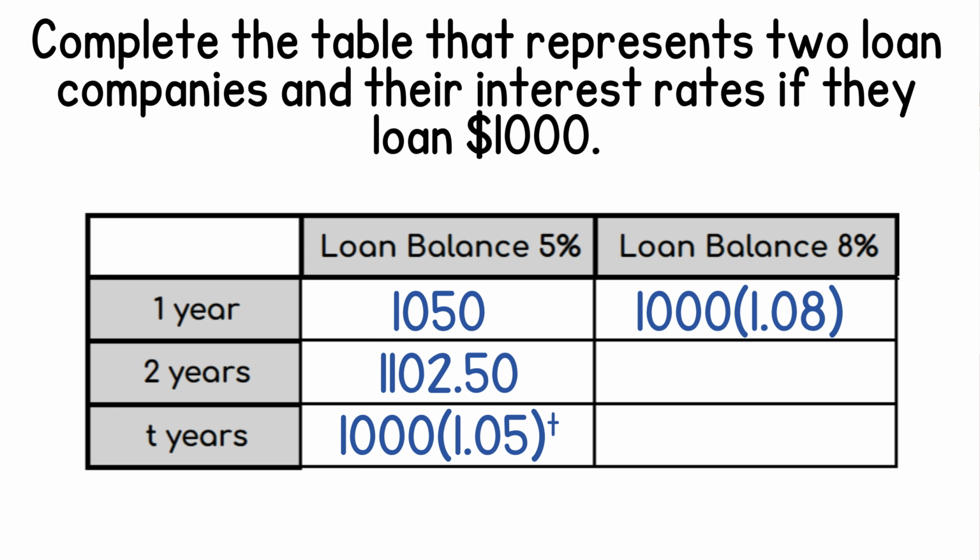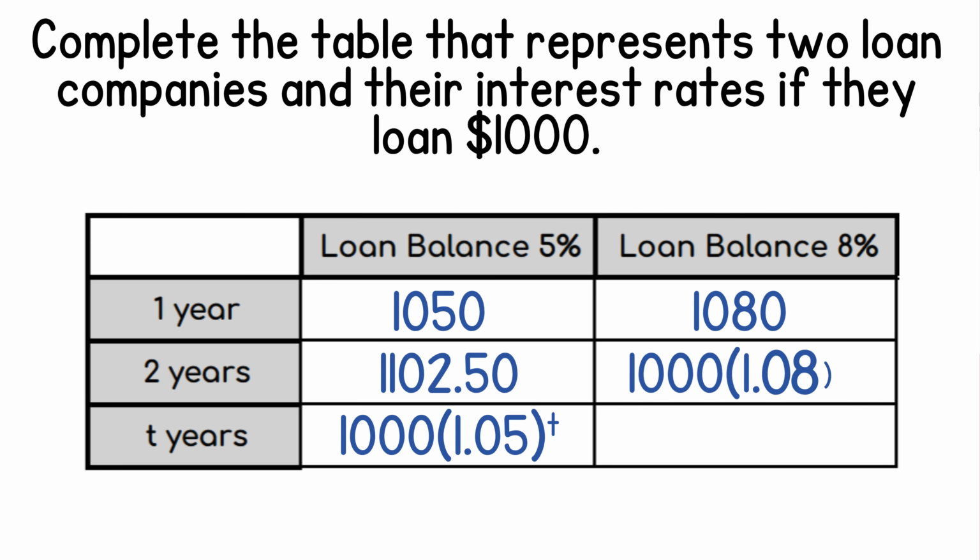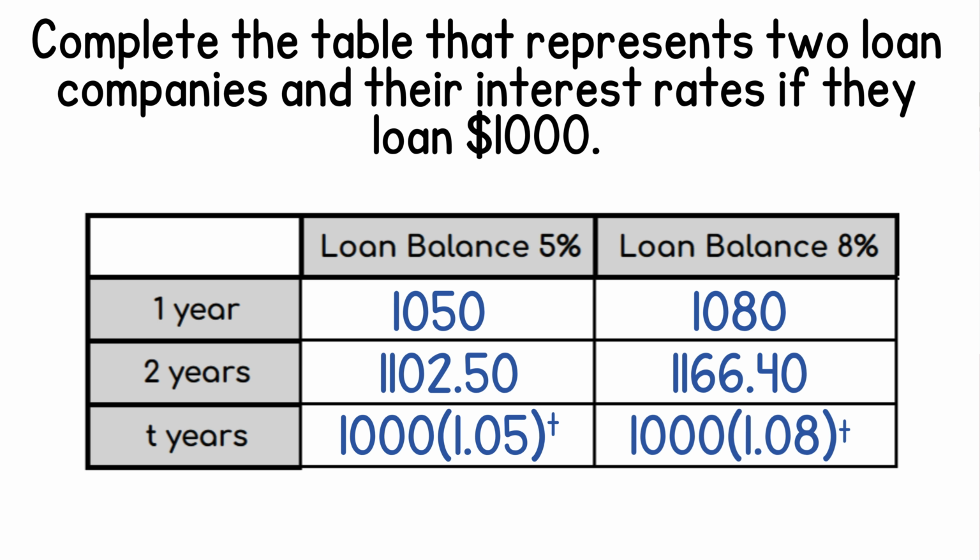Now let's look at the loan balance of 8%. So we'll multiply our principal of 1,000 times 1.08, since 8% is being increased. Multiplying them together gives us a value of $1,080. Now let's look at 2 years. So we'll start with the same expression, but our exponent will be 2. 1.08 squared gives us a value of 1.1664, and multiplying that by the $1,000 gives us a value of $1,166.40. So our equation after t years will have the same expression but with an exponent of t.